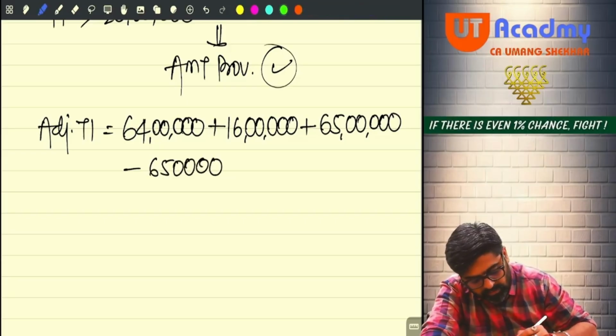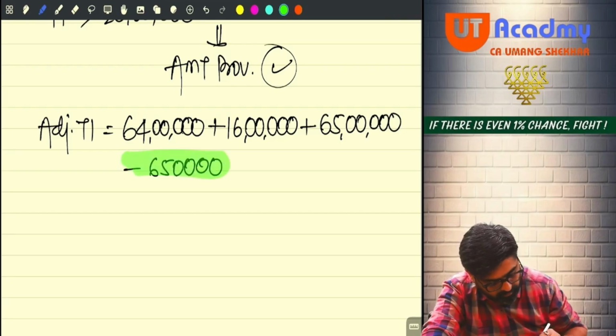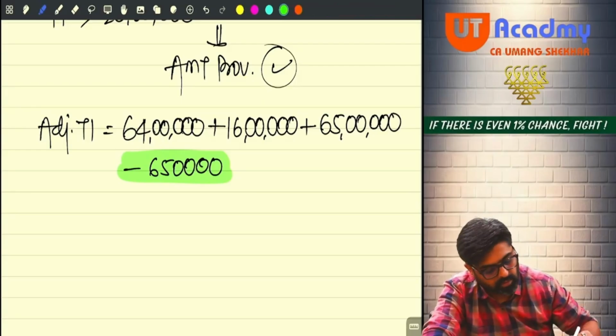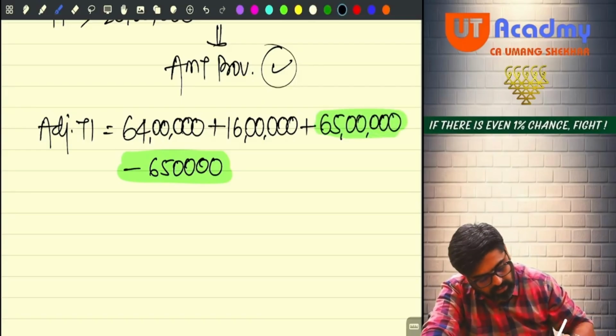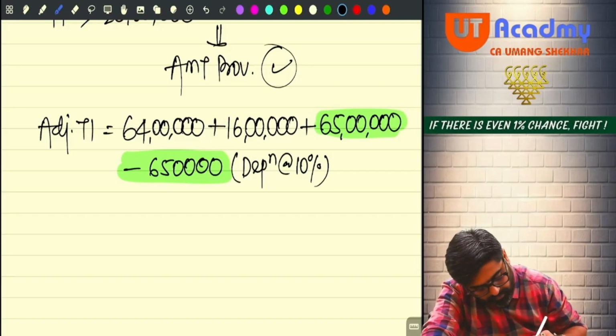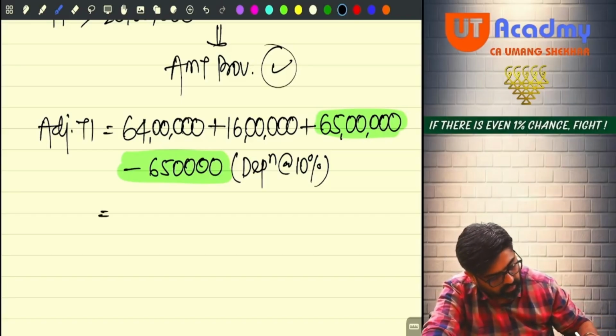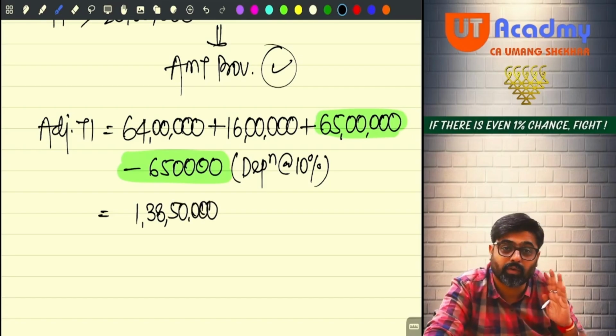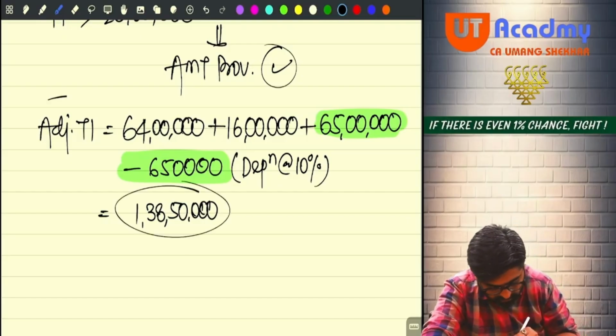Don't forget to reduce this amount, friends. This is very, very important. People usually forget to reduce this amount. So this is the depreciation at 10%. Now if you calculate, you will get 64 lakhs plus 16 lakhs plus 65 lakhs minus 6 lakh 50,000. You are getting 1 crore 38 lakh 50,000. 1 crore 38 lakh 50,000 is your adjusted total income.